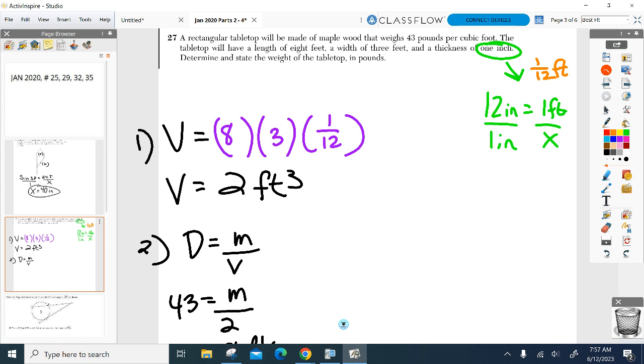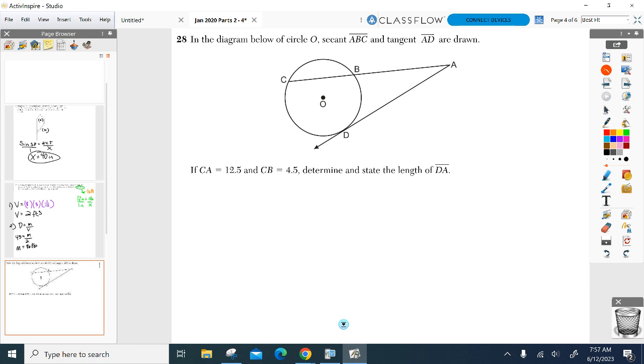All right, let's go. What's up next here? 28, right in a row, 28. Circle fact. Let's see if we remember. We've gone over this one. Might have been on your good old multiple choice quiz from last week. Do we remember this circle fact? CA is 12.5. CB is 4.5. What's the length of DA?